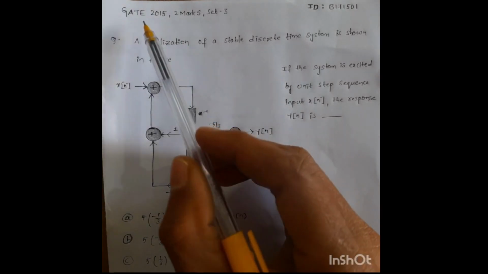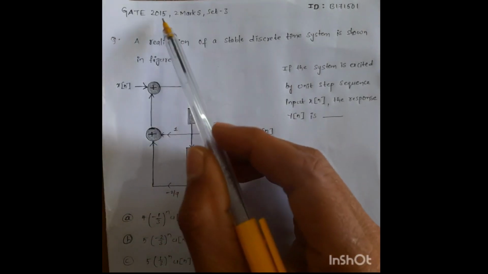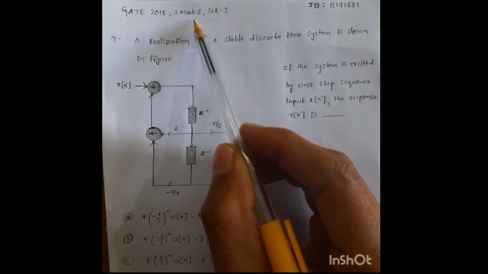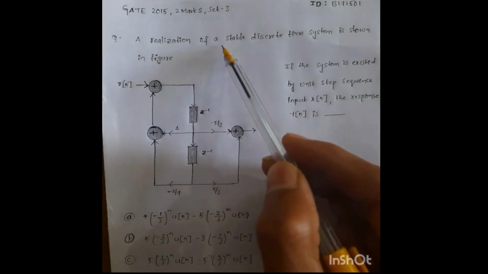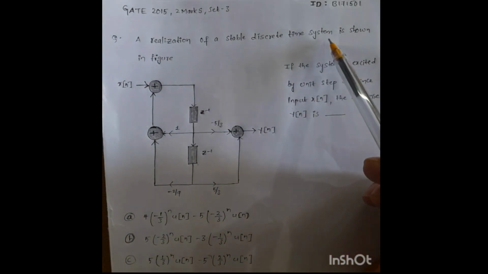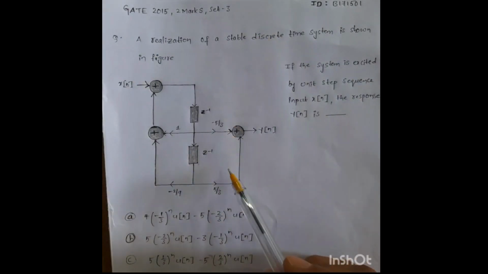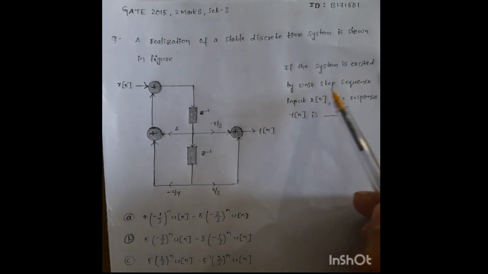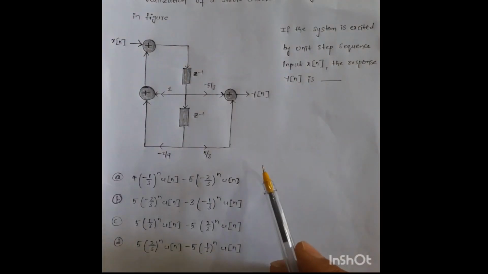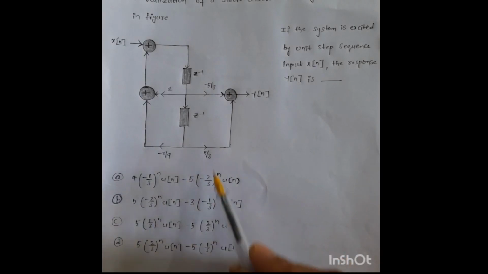Hi, today we are going to discuss GATE 2015 question which is of 2 marks in set 3. So the question is, a realization of a stable discrete time system is shown in figure. So this is the figure or structure we can say. If the system is excited by unit step sequence input x of n, the response y of n is. So the options for this question are as follows. Option A is this, B is this, C is this, and D is this.